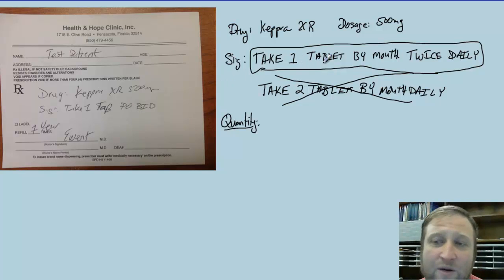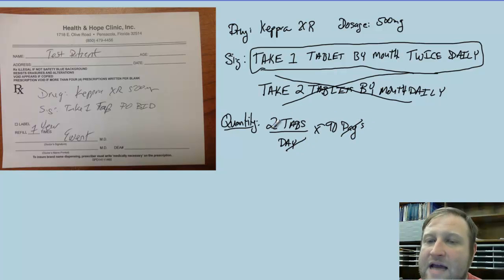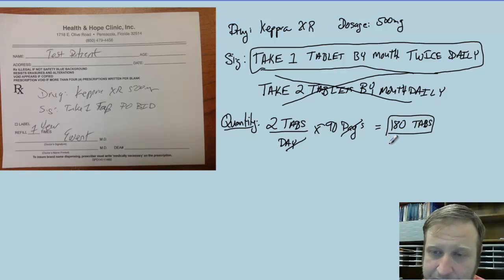So notice here, we take 1 tab by mouth twice daily. Think to yourselves, how many tablets will that be every day? Exactly, 2 tabs. So we have 2 tabs per day. And remember, Keppra, it's not Prozac, it is not Cymbalta, so it's going to come every 90 days. So we're going to multiply this times 90 days. Our days cancel. 90 times 2 gives me 180 tabs. So I will be requesting 180 tabs as the quantity.